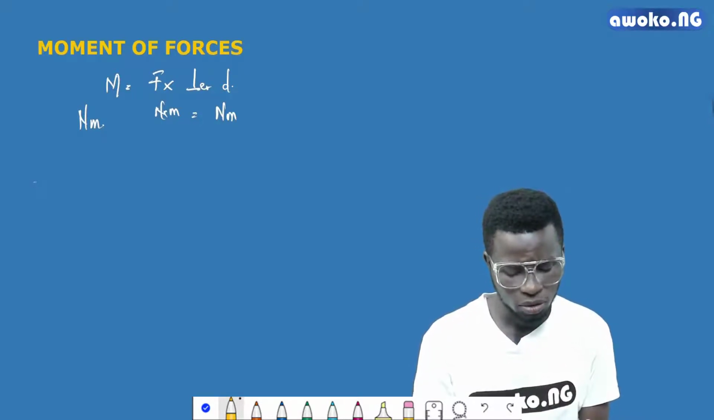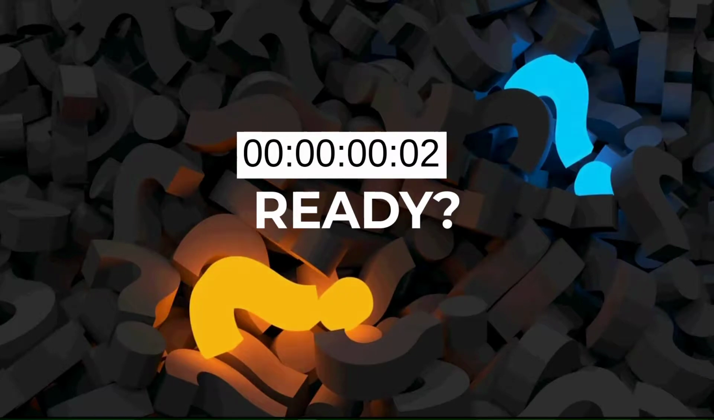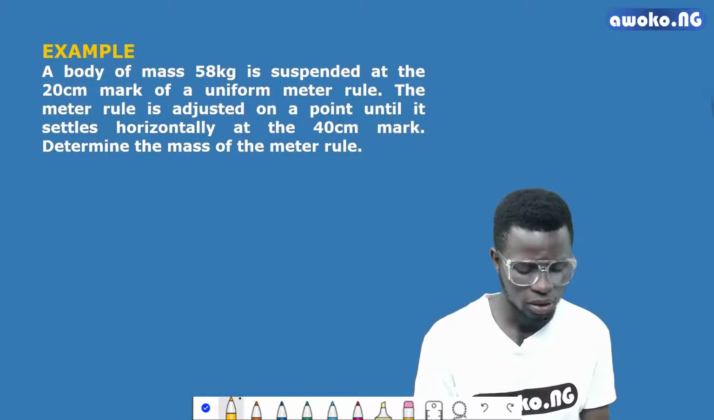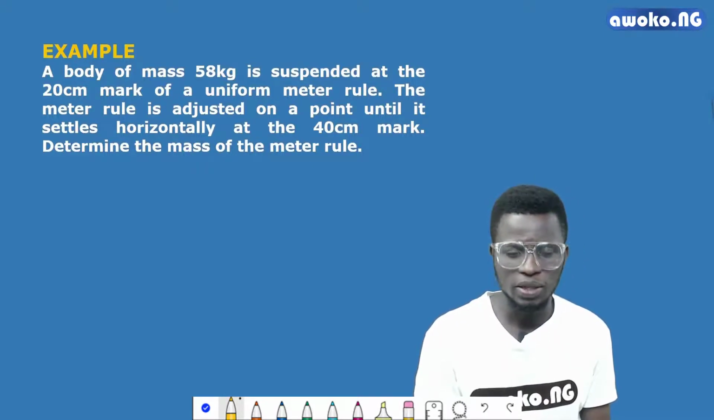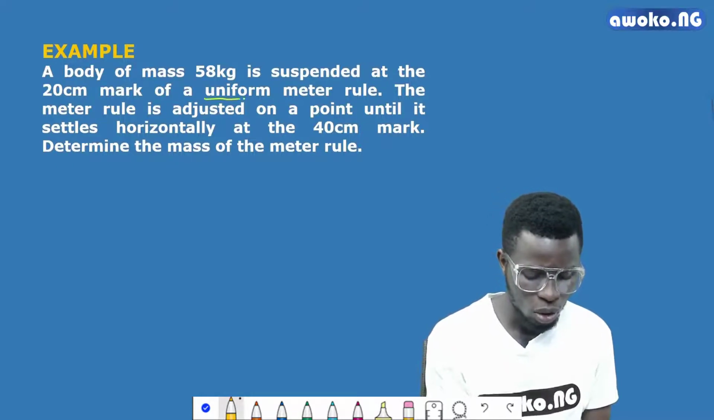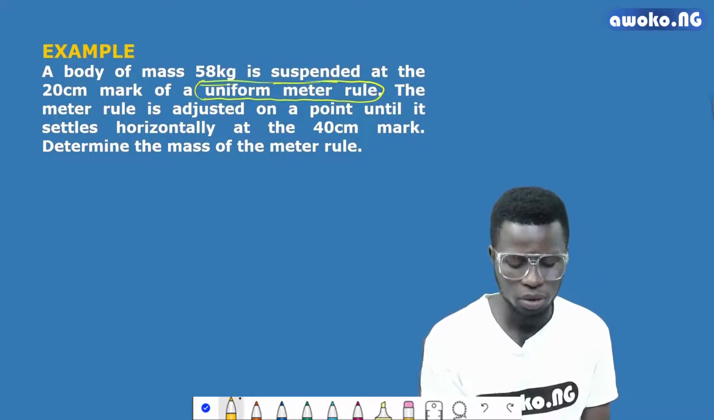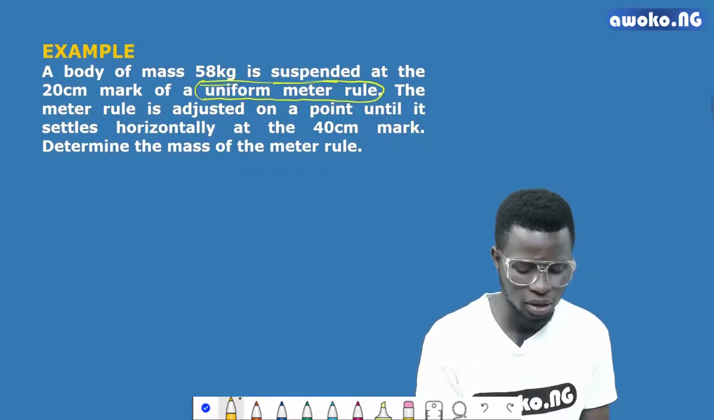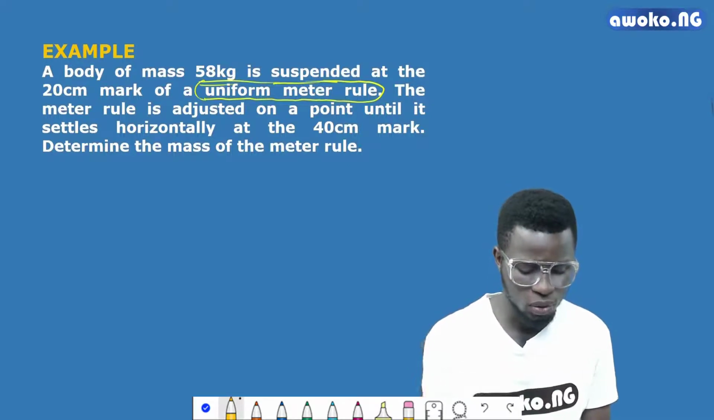Is that okay? So let us consider an example to illustrate what we have. The question is, a body of mass 58 kg is suspended at the 20 centimeter mark of a uniform meter rule. I would like you to take note of this uniform meter rule. I'll tell you what it means in a short while. So the meter rule is adjusted to a point until it settles horizontally at the 40 centimeter mark. Determine the mass of the meter rule. This is the question that we are asked to find.